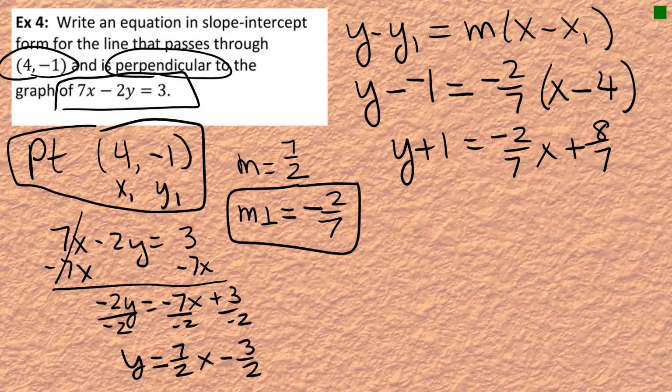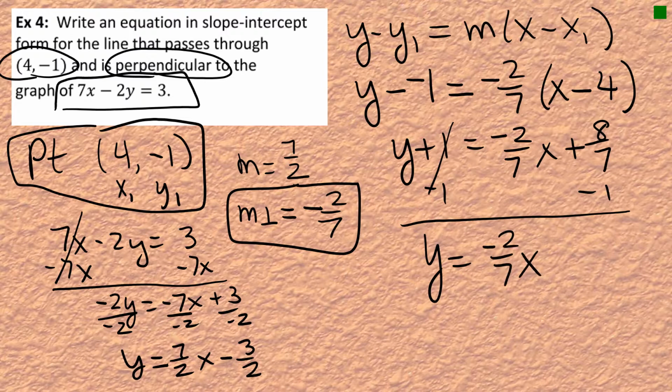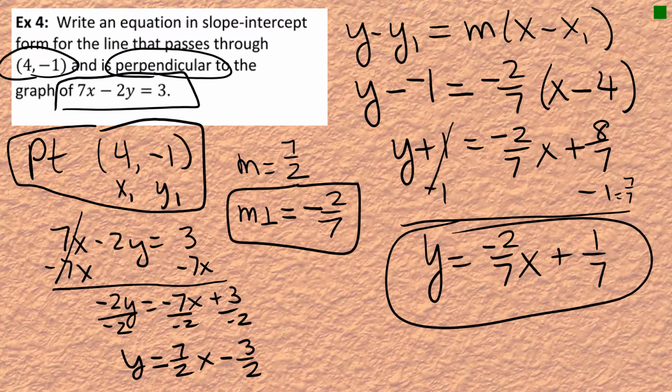It's okay. I'm going to subtract 1 from both sides, and I get y equals negative 2/7 x. Now, 1 is the same as 7 over 7, so 8/7 minus 7/7 is 1/7. So I can just do it like that, because I knew that 1 is the same as 7 over 7. All right, so there's my equation.